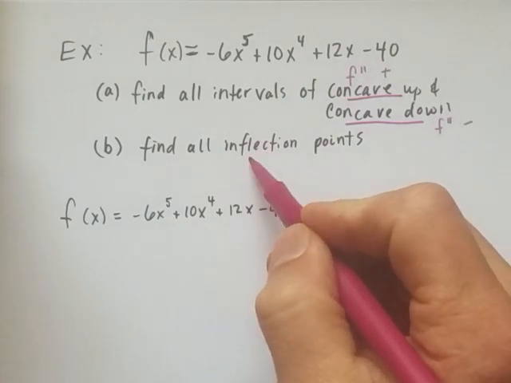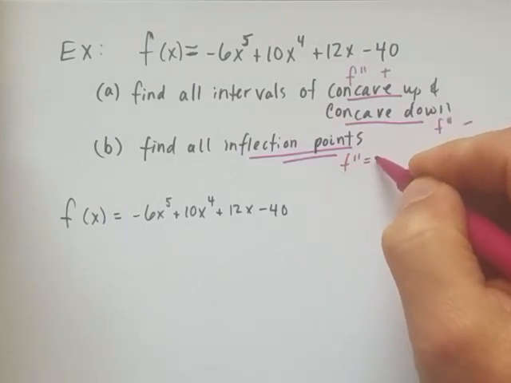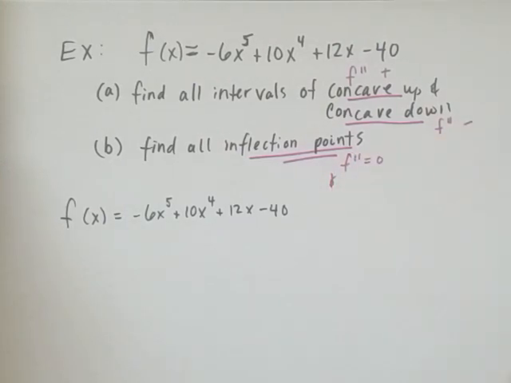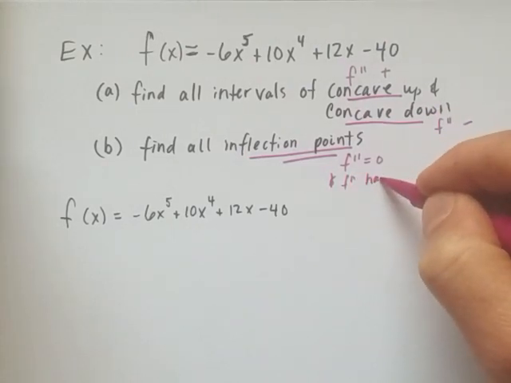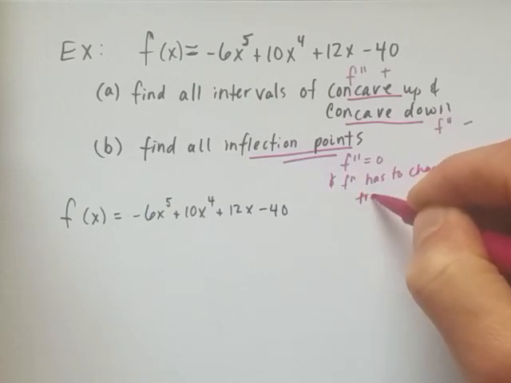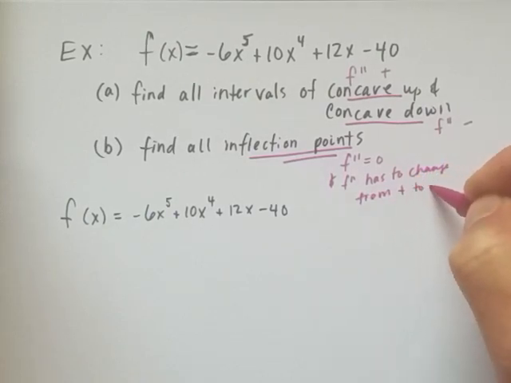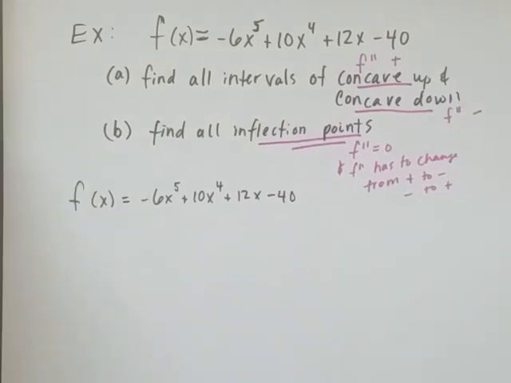And for inflection points, I know that f double prime has to be equal to 0, and I also know that f double prime has to change from positive to negative or negative to positive at that point. So it's not a guarantee that it's an inflection point just because it's 0. I would also have to check that. So let's think about how we would actually do this problem.